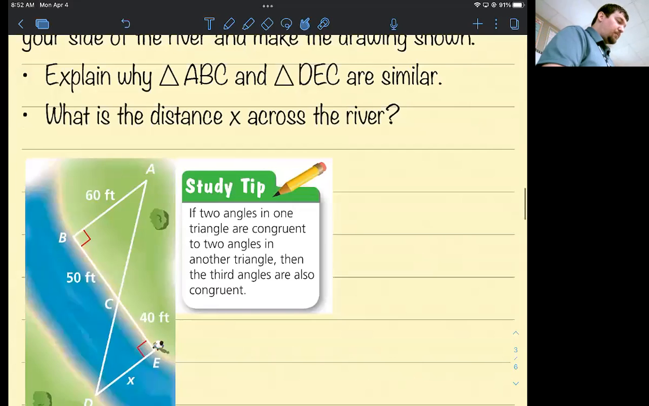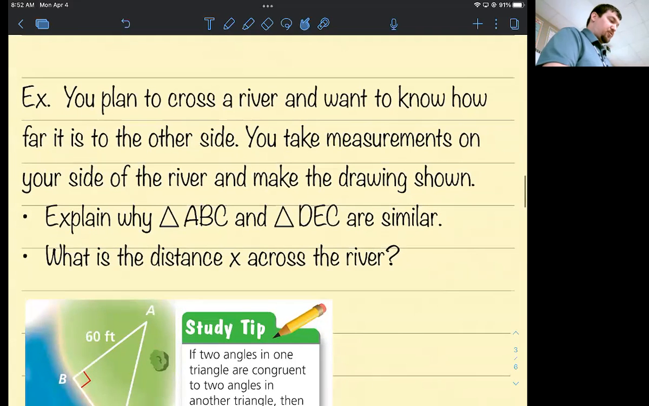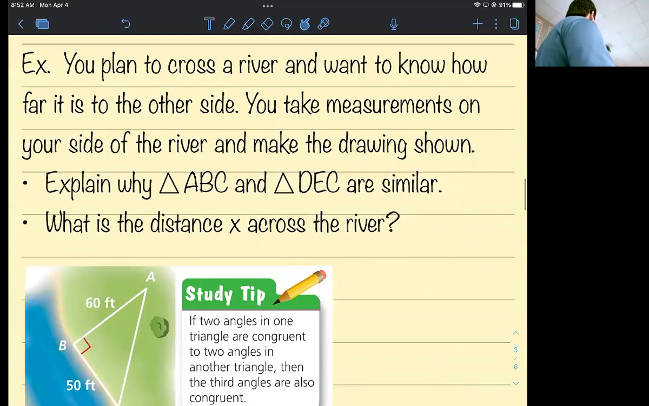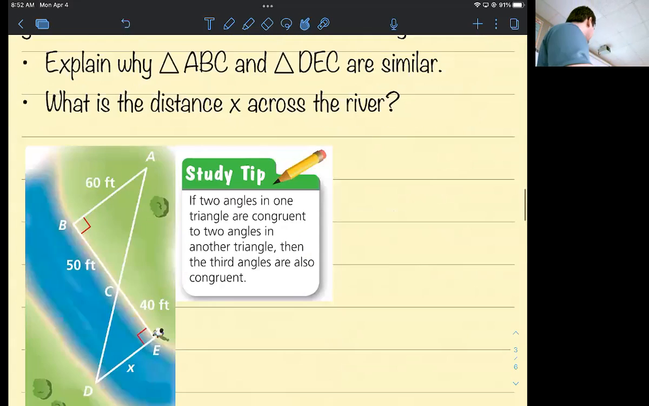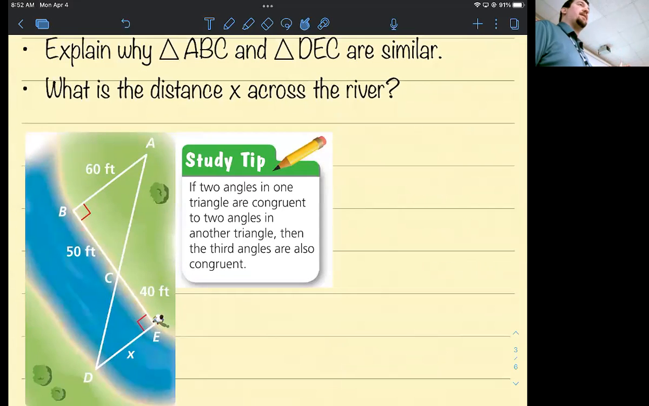All right, so this next problem says we're going to use indirect measurement. You plan to cross a river and you want to know how far it is to the other side. Now, it'd be very difficult to measure how far it is to the other side without swimming it with a rope attached or a tape measure attached to your back or something like that.